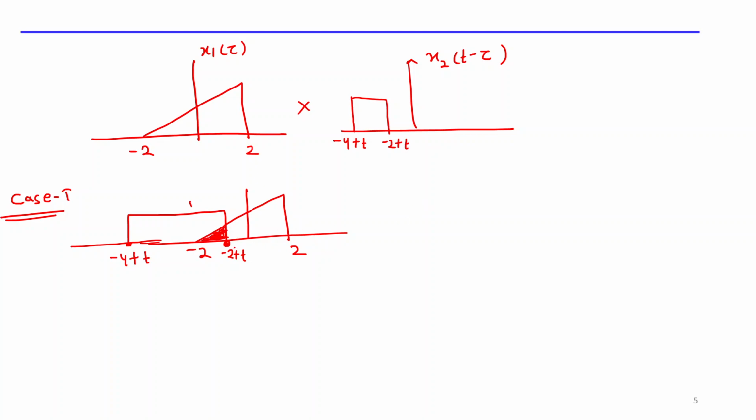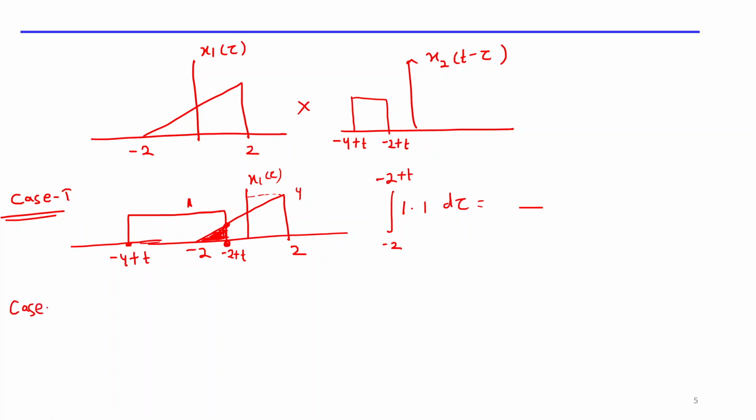Then what is the answer? The answer will be, at this point, whatever the amplitude of x1 tau is, because this amplitude is given to you as 4, multiplied by the amplitude of the other signal, which is always 1. But the integration limits now become minus 2 to minus 2 plus t, d tau. This is the first case. You need to find out the answer.